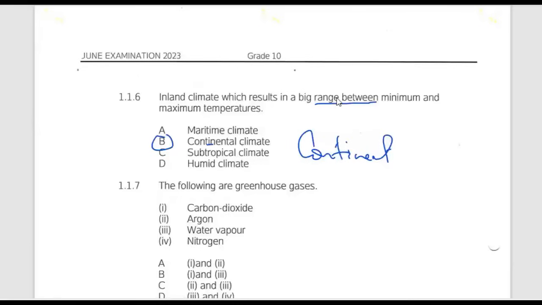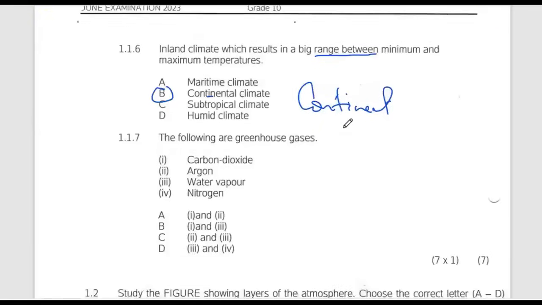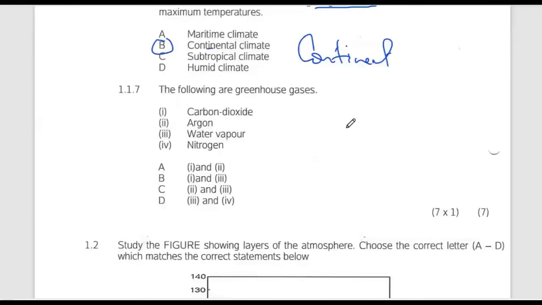Right, number 7, it says, the following are greenhouse gases. We want to pick out greenhouse gases from the combination which is given in that illustration of gases. We have number 1, carbon dioxide, we have argon, we have water vapor, and we have nitrogen. So if you are trying to analyze, we are very sure that carbon dioxide is a greenhouse gas. And we can also check on water vapor as another gas. So our correct response, it means it must have item number 1 and item number 3, which gives us the correct response as B.